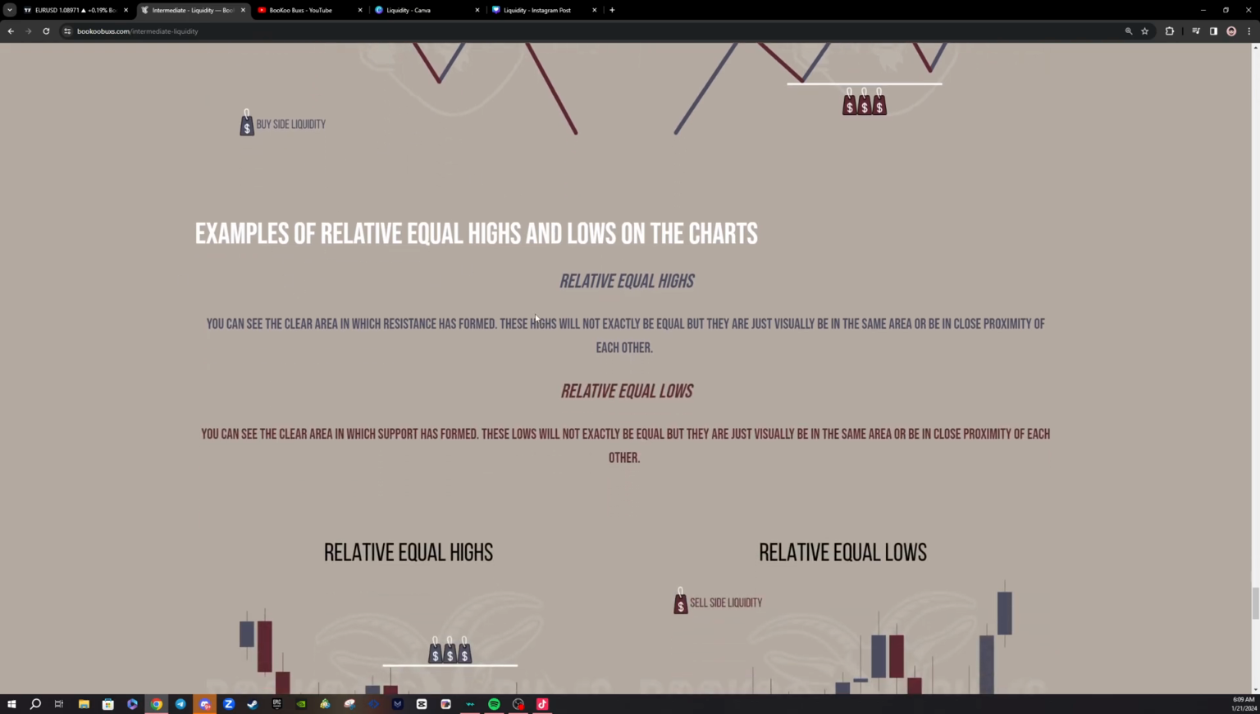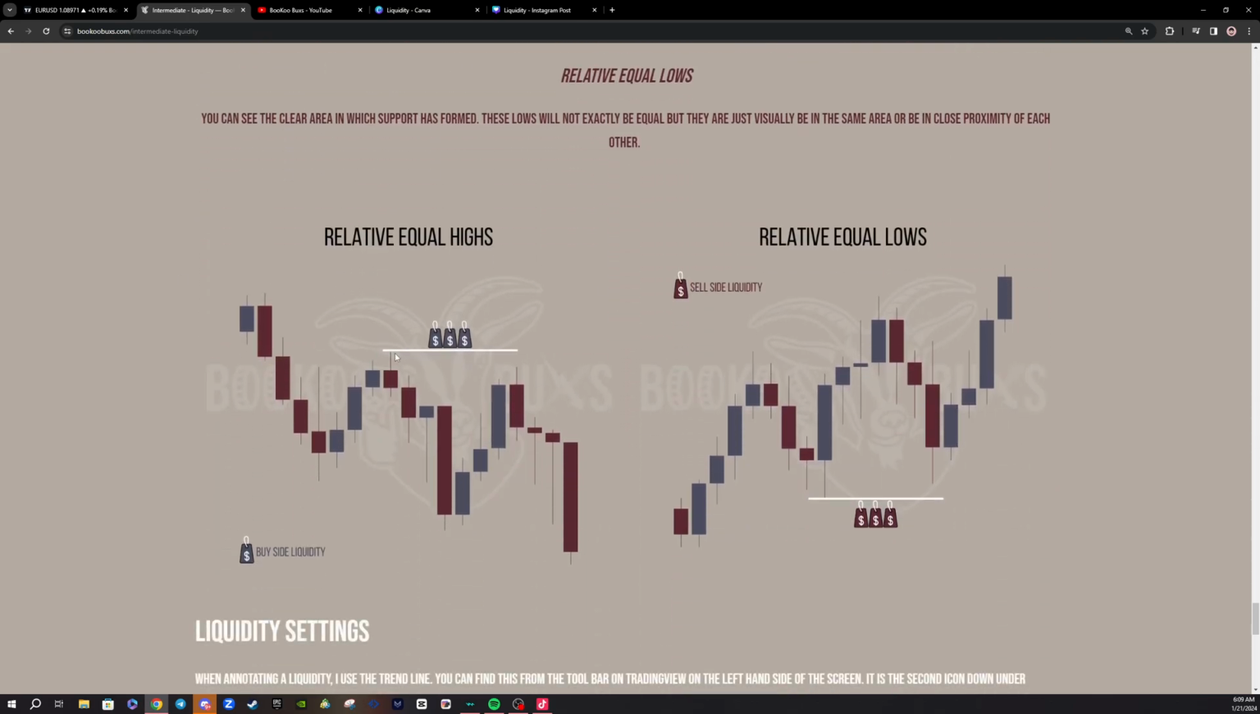Examples of relative equal highs and lows on the charts. Here's a couple of examples. As you can see, here is a high, and this high, I'm not sure.